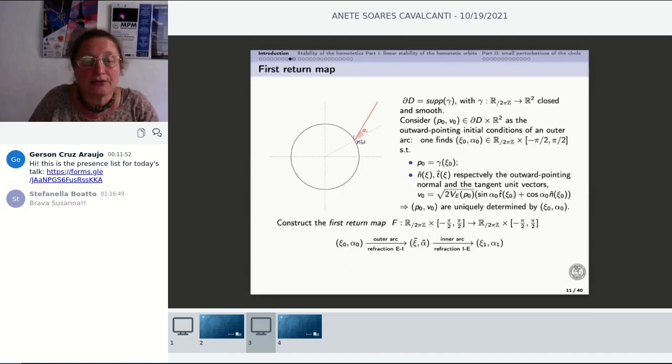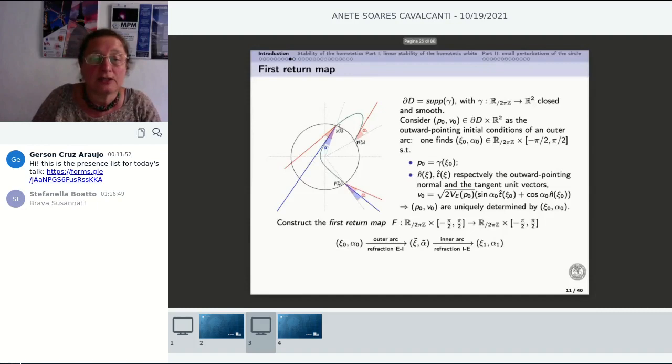Okay, so we consider. We start from this point with this angle. We solve, we find an outer arc which crosses the surface at a new point. At this point, we have a refraction. We start with this new velocity, and we find a Kepler hyperbola here, which will cross again the boundary, and then it will be refracted again. And this is a second return, but we will call it first return. The map that maps psi zero alpha zero into psi one alpha one.